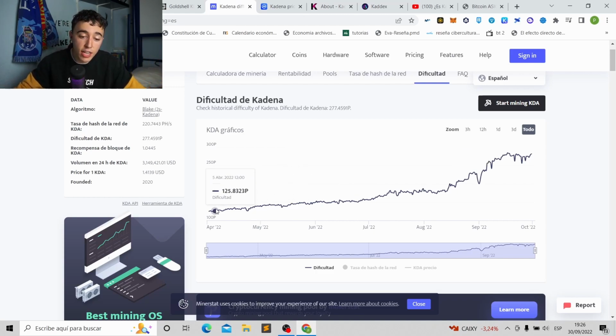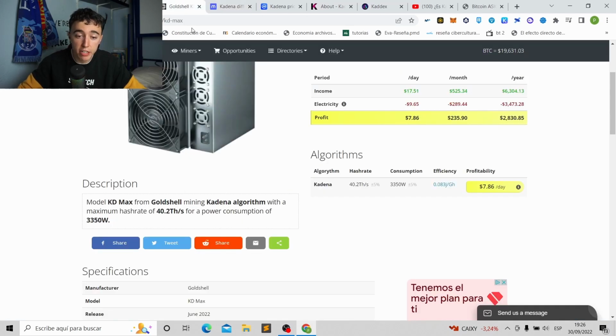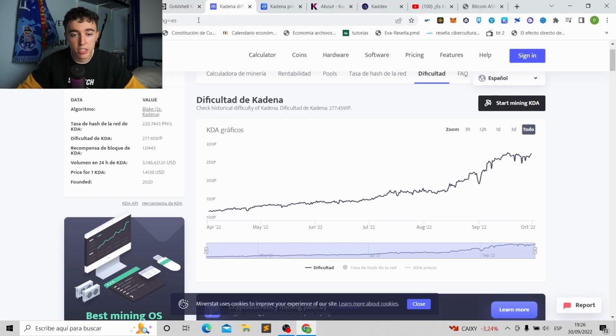So the difficulty was always growing, obviously, because it's a very profitable coin to mine, even with other miners, like, for example, the KD Max, which is still profitable. But then it got stable because the price of Kadena was very stable, like in August. And what happened in August? In August, difficulty went from 180 to 280, which is around 53% up, which is kind of crazy. And a lot of people were asking me, Pedro, why is this happening? Why is the difficulty going so high in Kadena?